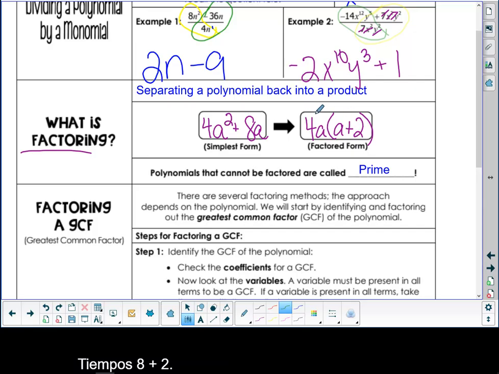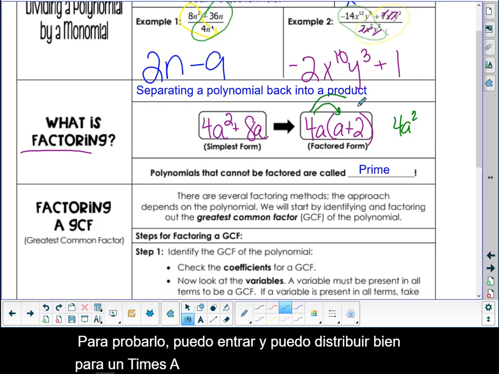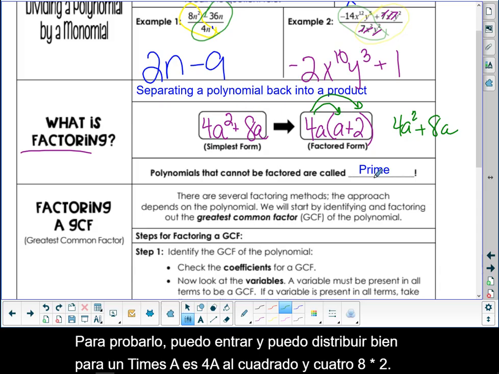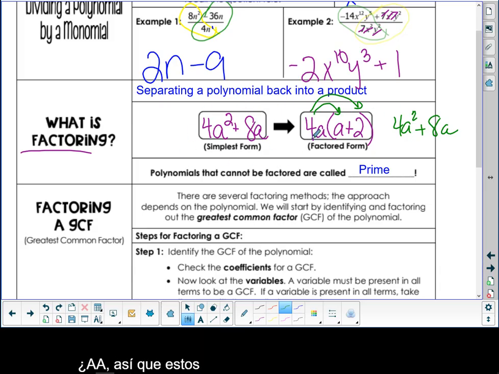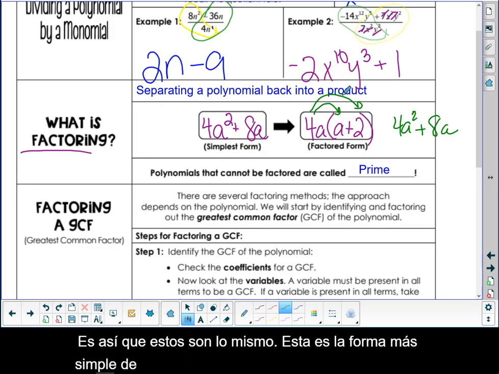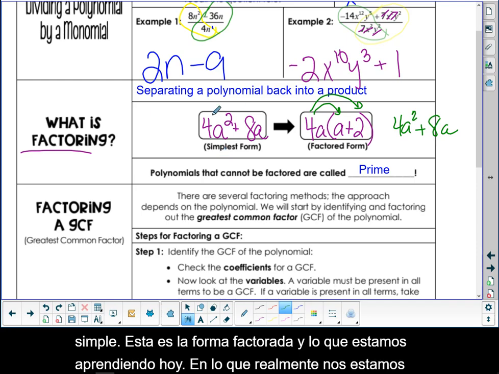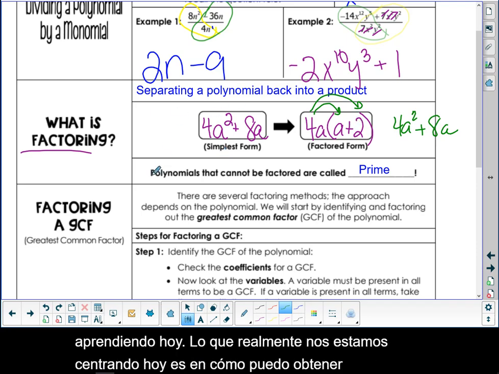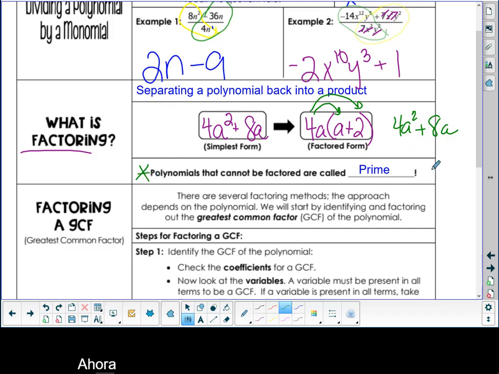To prove it to you, I can go in and I can distribute. Well, 4a times a is 4a squared, and 4a times 2 is 8a. So these are the same thing. This is simplest form, this is factored form. And what we're really focusing on today is how in the world can I get from this to this?